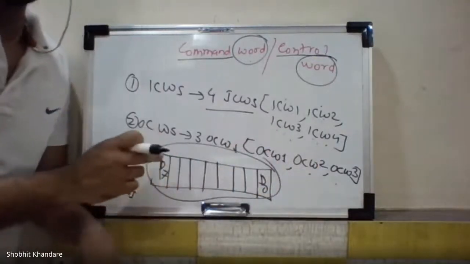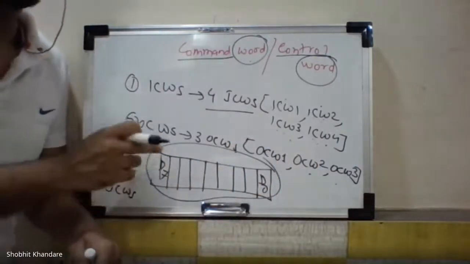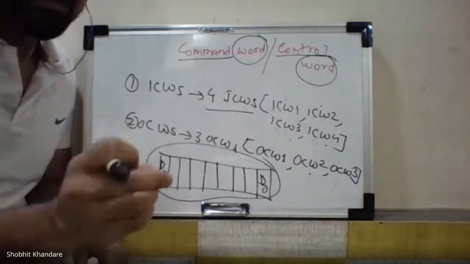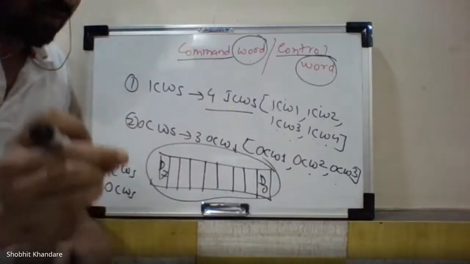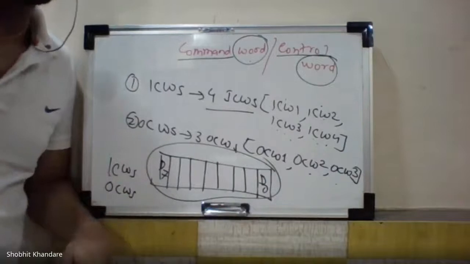So these are the sequence of 4 bytes. And an important thing, some of them are optional.